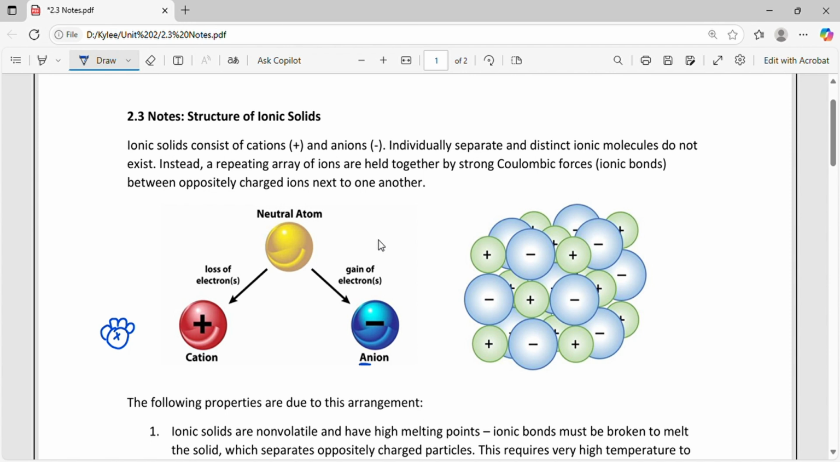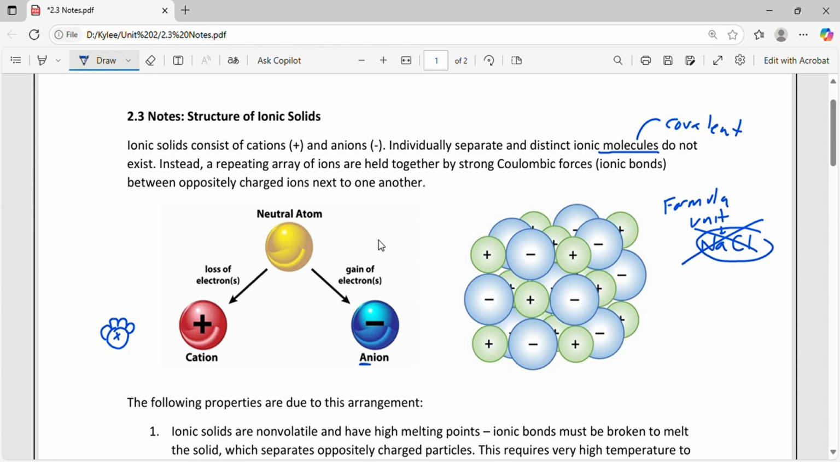So individually distinct ionic molecules do not exist. That is why we only really use the word molecule if we're talking about covalent compounds. For ionic compounds, we use the term formula unit. The reason we use that term is because NaCl would be a formula unit, but NaCl doesn't really exist as one Na and one Cl. What happens is not a distinct set of atoms, but an array of repeating ions.